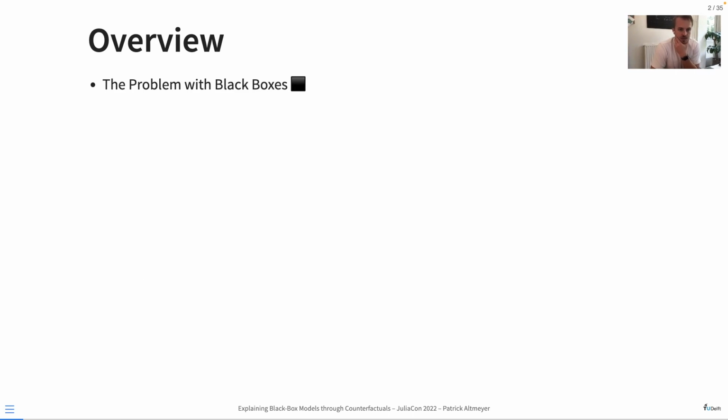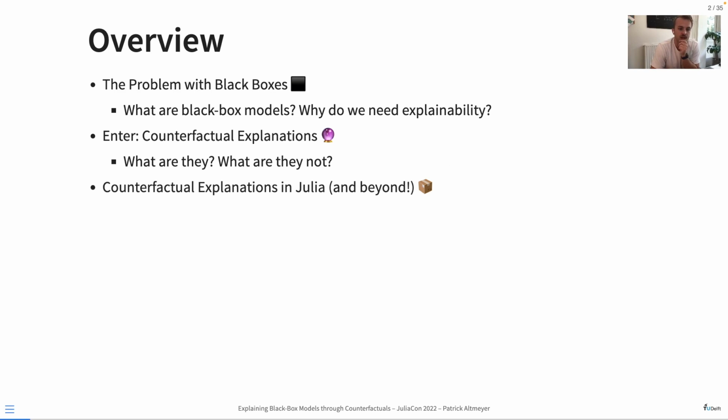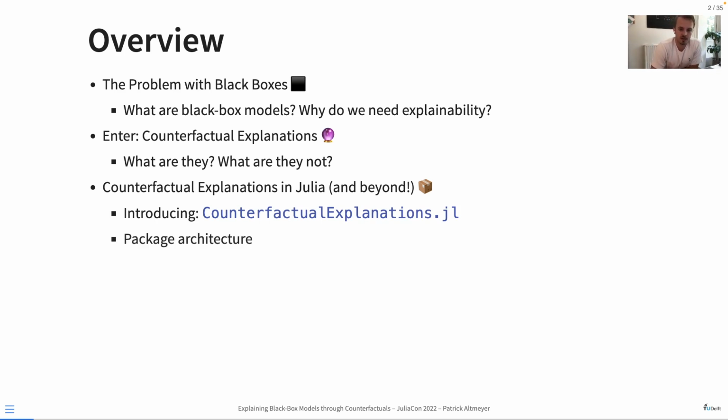I'll first introduce the problem of black boxes. I then move on to the methodology behind counterfactual explanations. What exactly are they? What are they not? And then I'll get to the core of this presentation and introduce the package that I built that implements counterfactual explanations in Julia. I'll start off by presenting the architecture and then providing a handful of usage examples. And finally, I'll also set out goals and ambitions for this project.